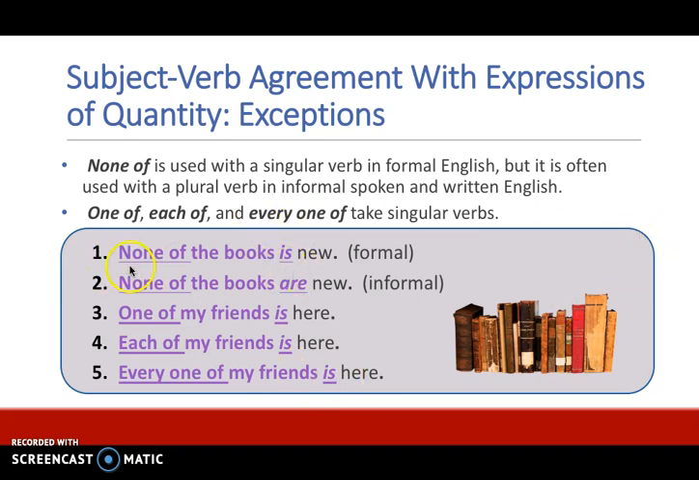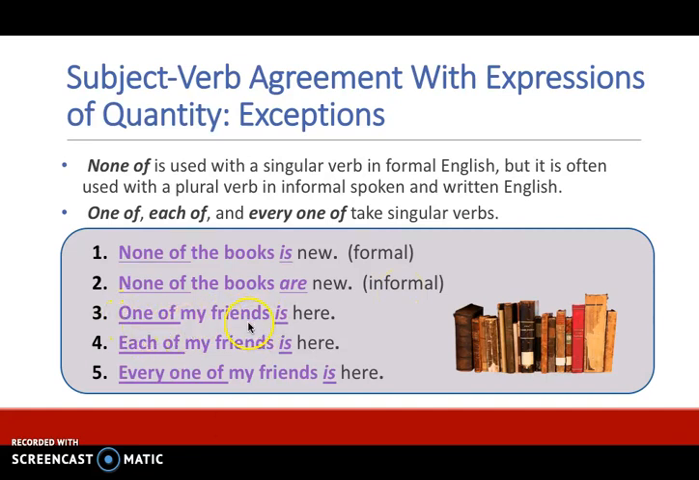So in this example, we have none of with a singular verb, and this is the formal way to write this sentence. Number 2, none of the books are new. So in this sentence, we have the plural verb, which goes with books, but this is the informal way to use this. Number 3, one of my friends is here.